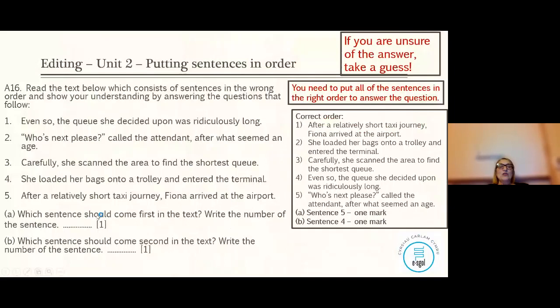So the answers would be, which sentence would come first in the text? Write the number of the sentence. So if we look at this, the one to come first, after a relatively short taxi journey, is that one. So it's sentence number 5. And then which sentence would come second? So we know it's this one. She loaded her bags onto a trolley. So we know it's sentence number 4.